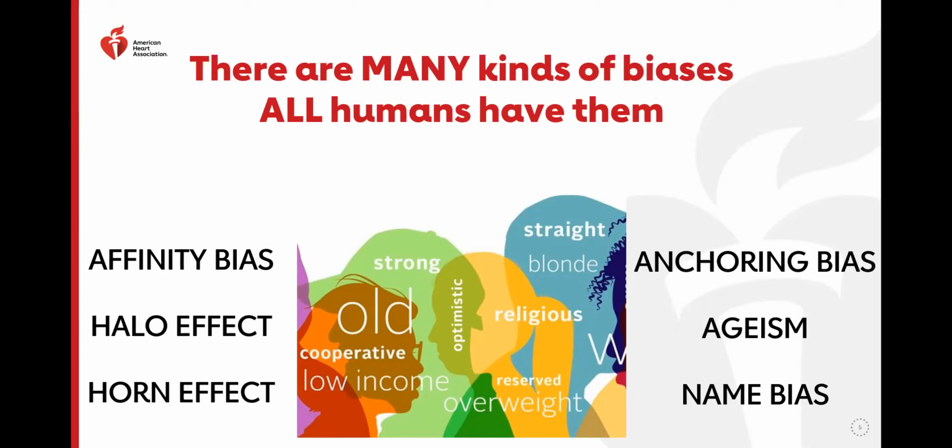For example, if an individual uses a particular phrase that we don't like, we may subsequently begin disliking a lot of the things they say as a result. Anchoring bias. Anchoring bias is similar to both the halo and horn bias. However, it's the tendency to rely too heavily on one trait or a single piece of information. Ageism is the tendency to have negative feelings about a person based on their age. And name bias is the tendency people have to judge and prefer people with certain types of names, typically names that are of Anglo origin.